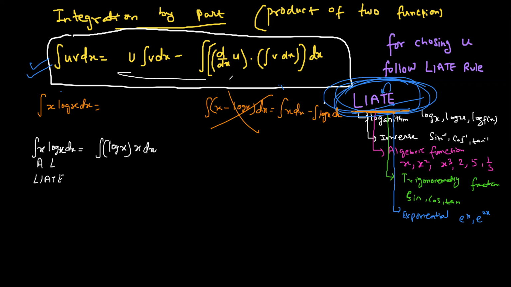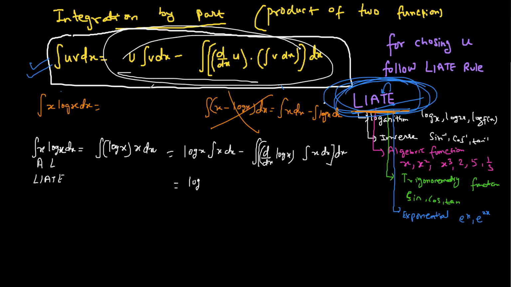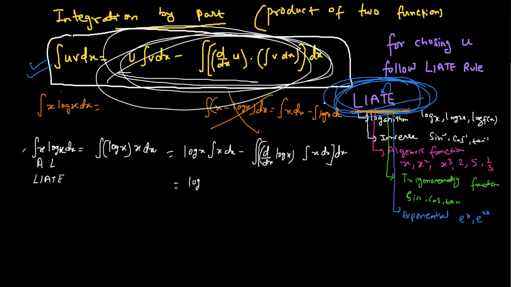And use this formula. The formula is what? u means log x, times integration of v, minus the integration of differentiation of u times integration of v. I have put all the values of u and v here. Now we will simplify.